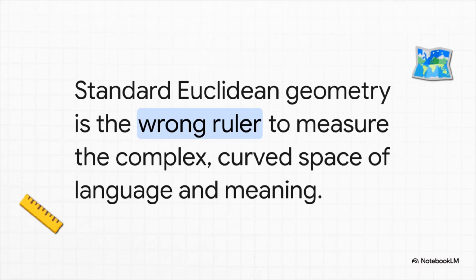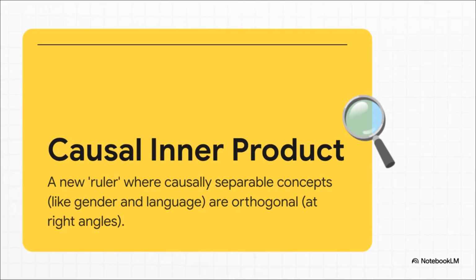Think about it like this. If you use a standard flat ruler on a curved map, you're going to get all the distances wrong. To do it right, you need a ruler that actually respects the curvature of the map. Well, the same principle applies here. The ruler in a vector space is a mathematical tool called an inner product, and the standard one just wasn't built for the complex, curved landscape of human language. So researchers came up with a new ruler, the causal inner product.